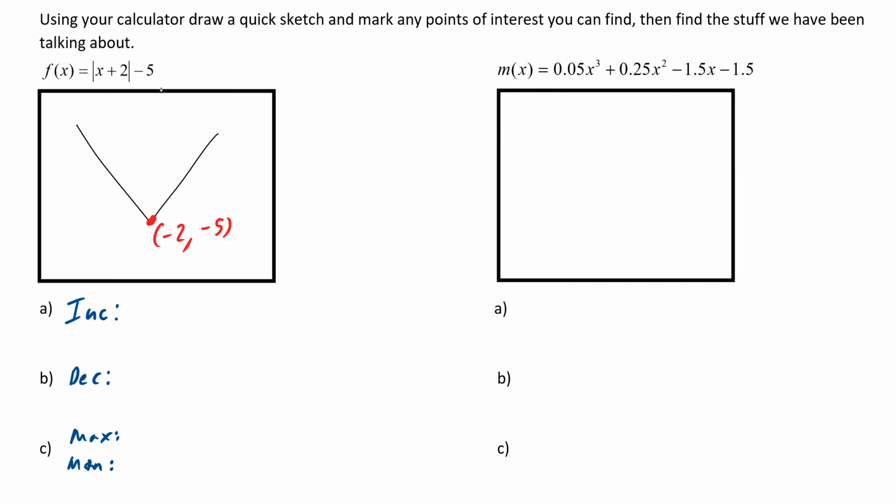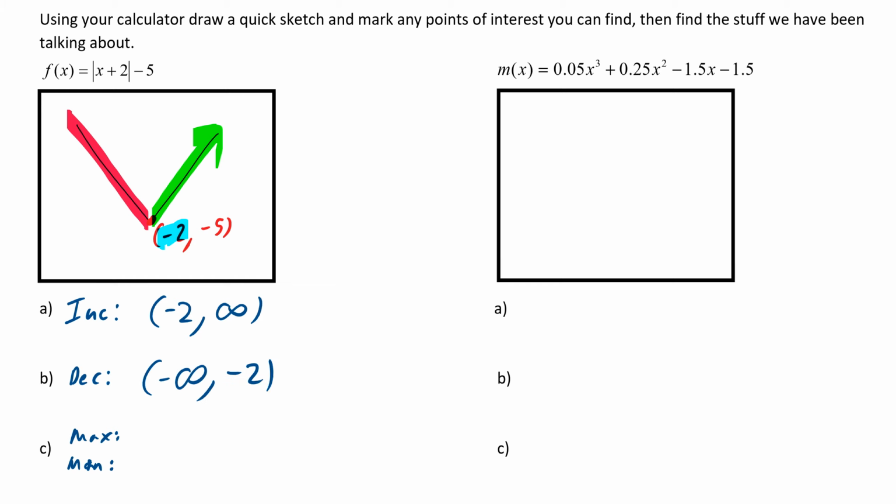So intervals of increase, we know it's going to go up from here and down this way. So we can say that it is increasing from -2 to infinity. And remember, we focus on the x value because that's what is affecting our graph, and it's decreasing from -infinity to -2. Now max, there's none, because for max we need increase, decrease, and what we have is decrease, increase, which makes this a min. So our (-2, -5) is our min.